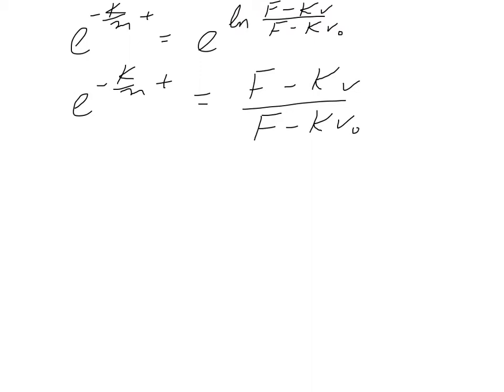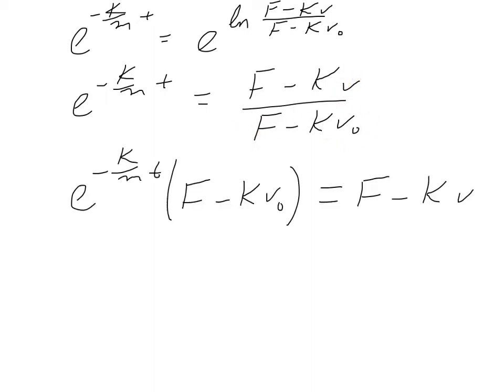E to the minus k over m t equals this. Remember, I'm still trying to solve for v. What the original problem is, what is the final velocity? What is the final velocity? And I'm looking for this v. I'm going to multiply both sides by this.